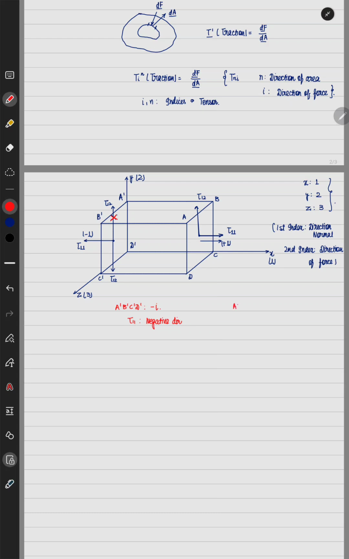And since in ABCD the area is oriented along the positive y direction, tau 1 1 is oriented along the positive 1 direction. Now coming on to tau 1 2, since area 1 is oriented along the negative 1 direction, in that case negative 1 or negative i, tau 1 2 is along the negative 2 direction.